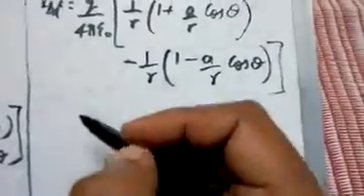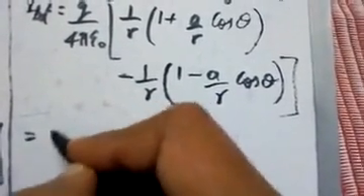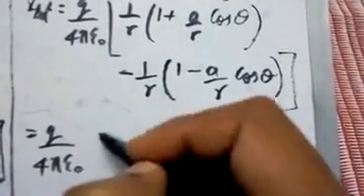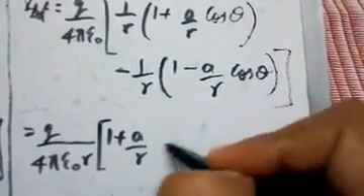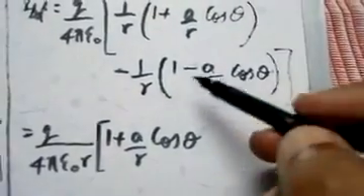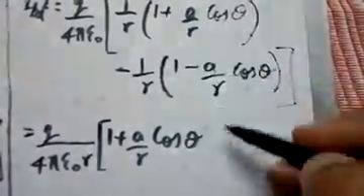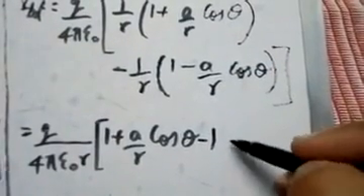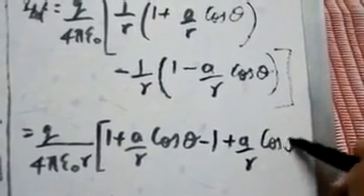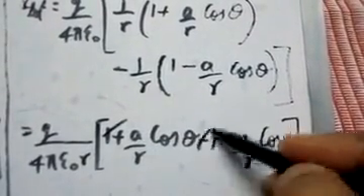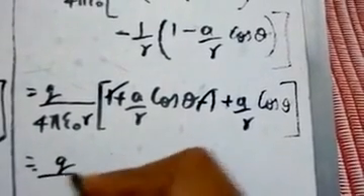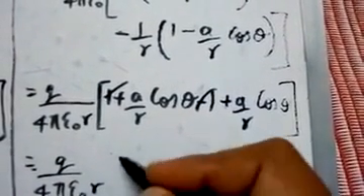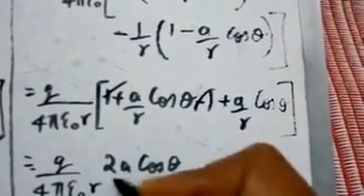Now if you notice that 1 by R is common here, so I can take 1 by R out. So let me write that down. So what we have is Q by 4 pi epsilon naught into R. So R is coming out, and then we have here 1 plus A by R into cos theta, and then multiply the minus sign inside. So minus into 1 is minus 1 and minus into minus is plus. So plus A by R cos theta. Now if you notice that plus 1 and minus 1 cancel. So this term is the same only, so you can add them. So what we get is Q by 4 pi epsilon naught R into 2A cos theta by R.